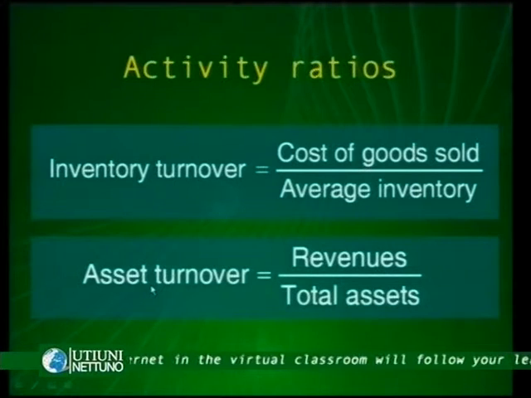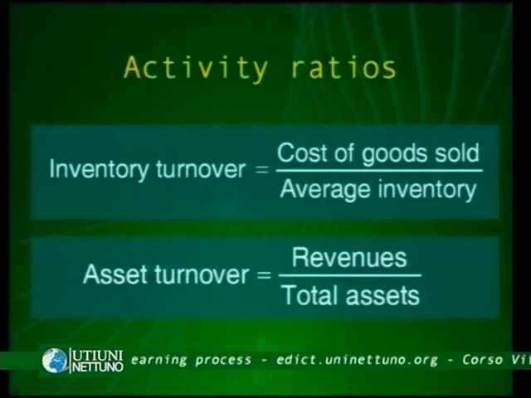The second activity ratio that is represented here is the asset turnover ratio, that is equal to the ratio between revenues and total assets. As we already said before, revenues can be taken from the projected income statement, whereas total assets can be found on the balance sheet. In particular, they are the total of all the assets reported in the left section of the balance sheet that we have seen in the previous class. So what is the meaning of this ratio?